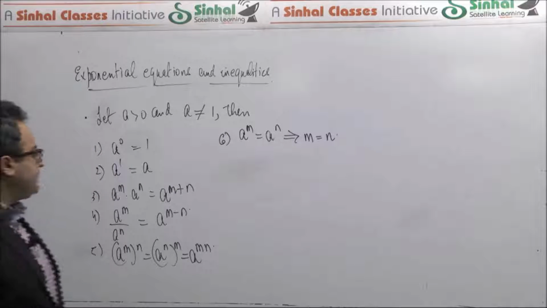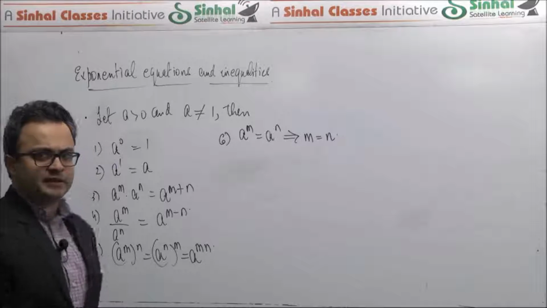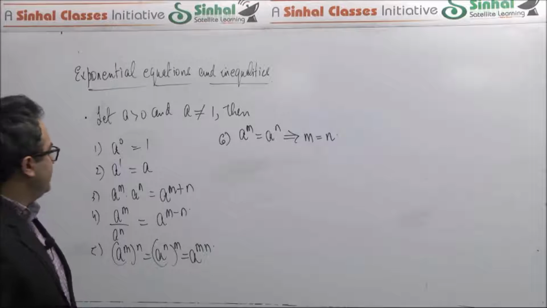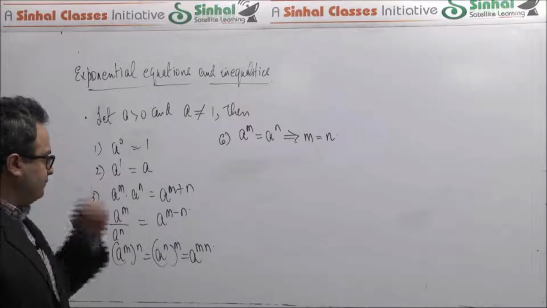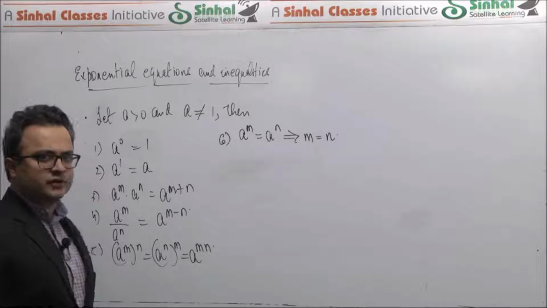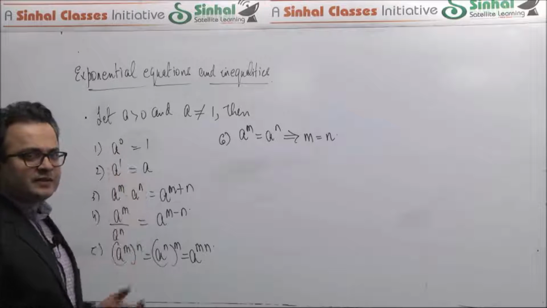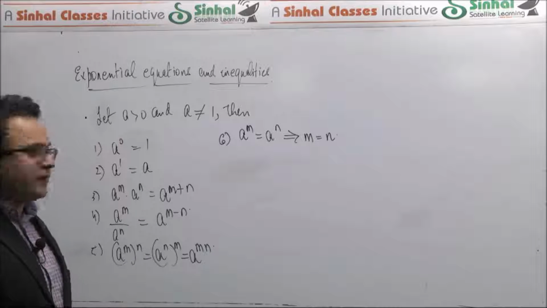Right, so these are some very basic properties of exponentials which you already know from your earlier classes. If a is a quantity which is positive and not equal to 1, then all these 6 results hold true. When I say that this is an exponential term, a is referred to as the base, and of course, for example, the 0 over here is the exponent.